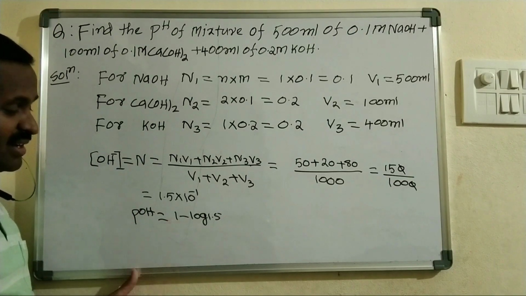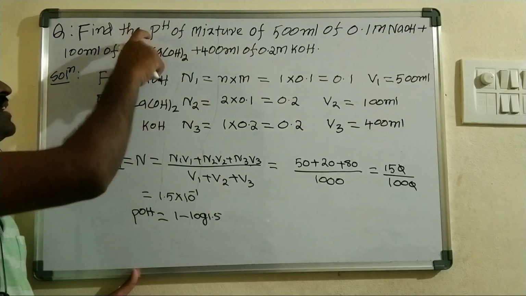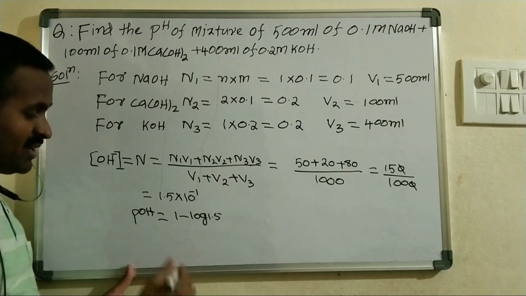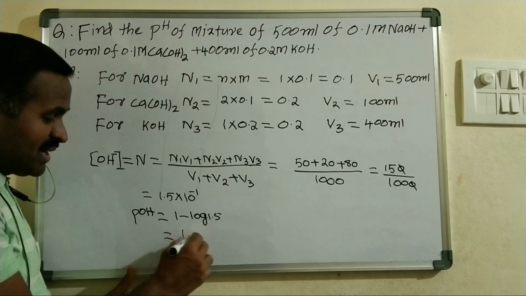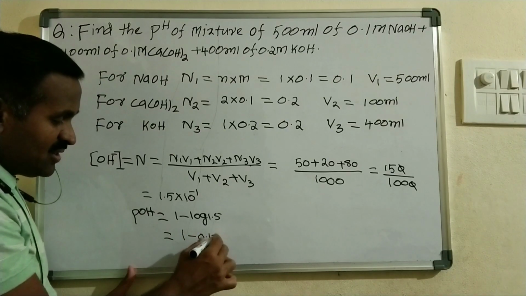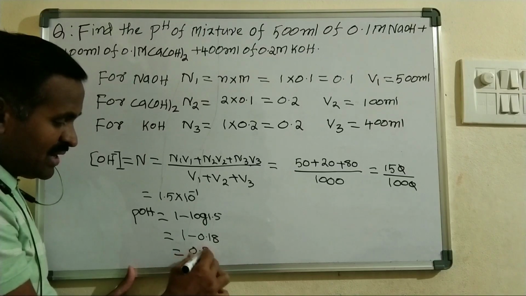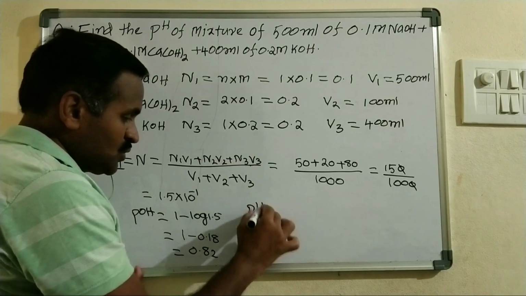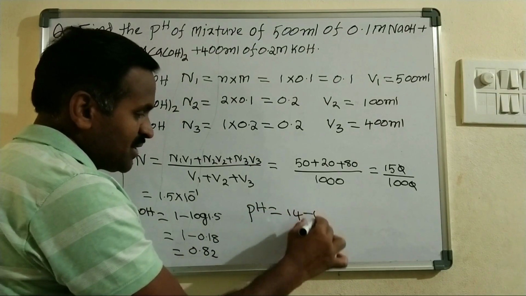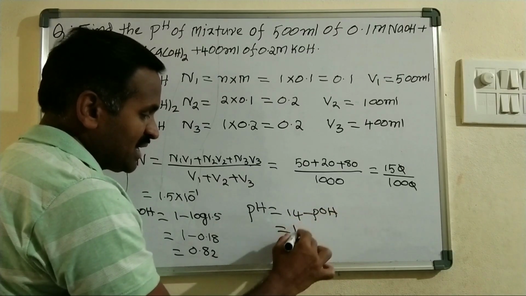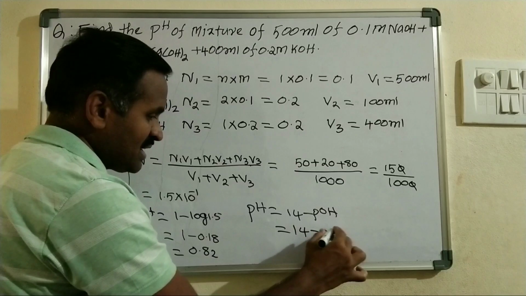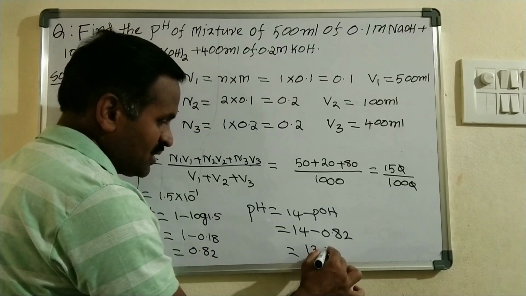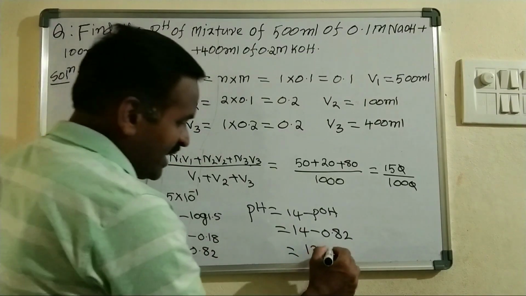From this OH minus ion concentration I will get pOH, but actually we need to find the pH, so you find pOH first, and from that you can find the pH. I get 1 minus 0.18, which gives 0.82 as the pOH. But here pH is equal to 14 minus pOH. So 14 minus 0.82, that means 13.18.